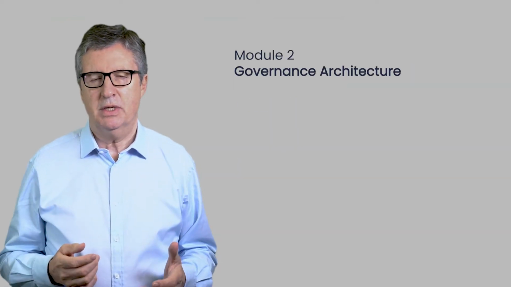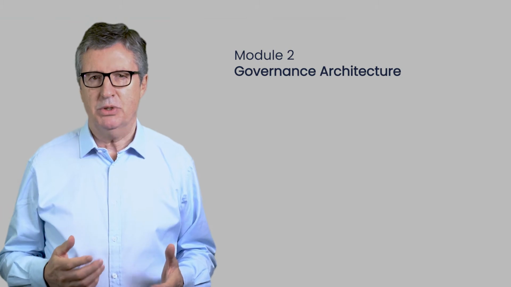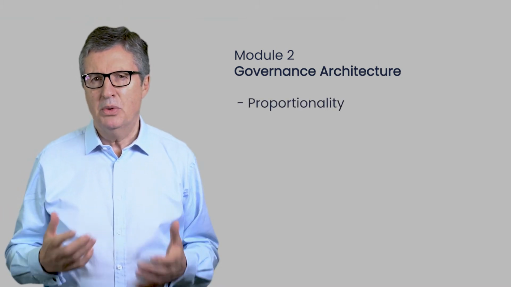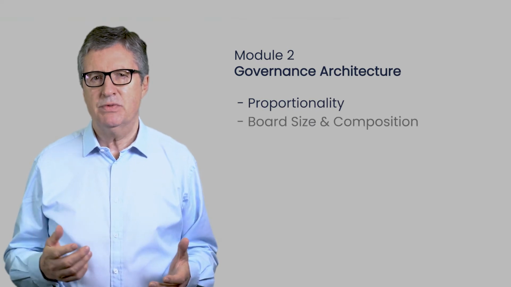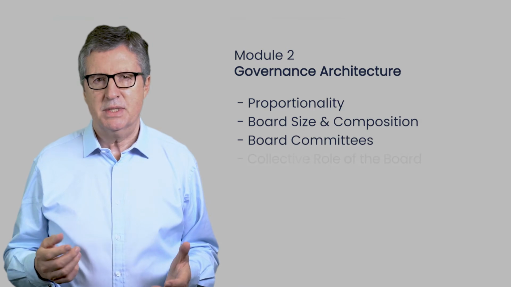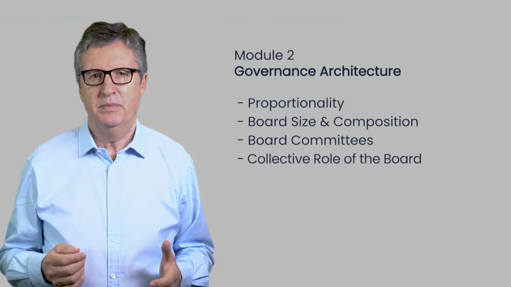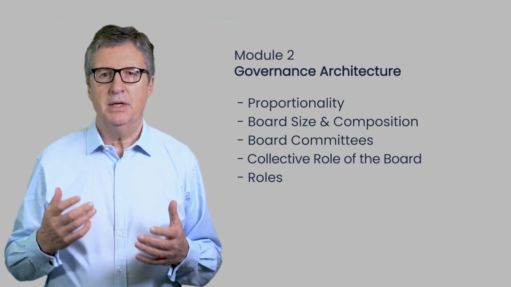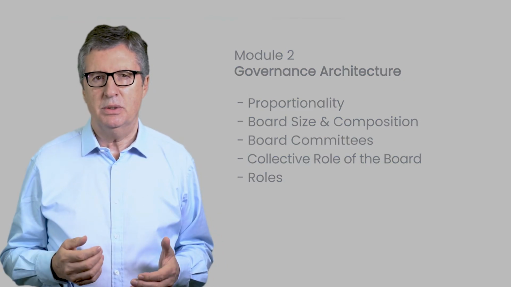Module 2 is about governance architecture, the basic building blocks, what you need to get in place. Proportionality, board size and composition, what's the right size for a board? The types of board committees, audit, risk, the collective role of the board, and key roles around the boardroom table, such as the chair, the non-exec director, the executive director.